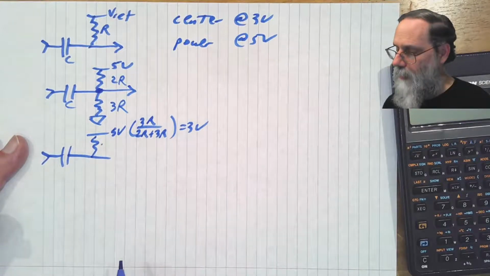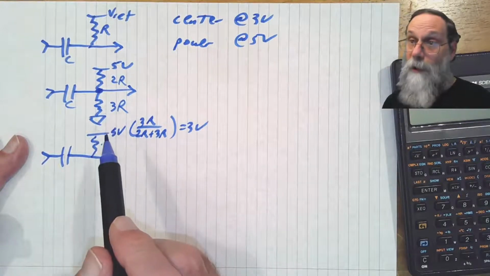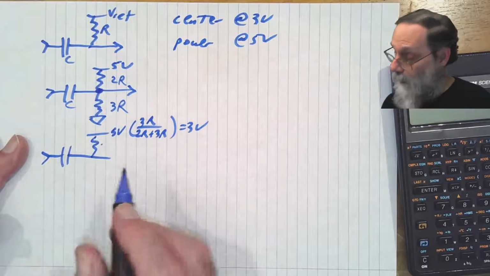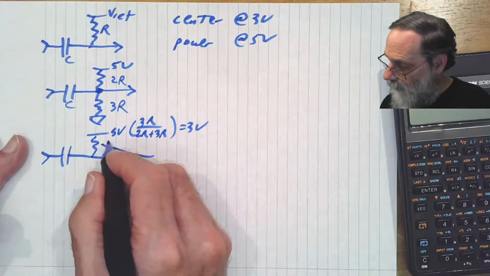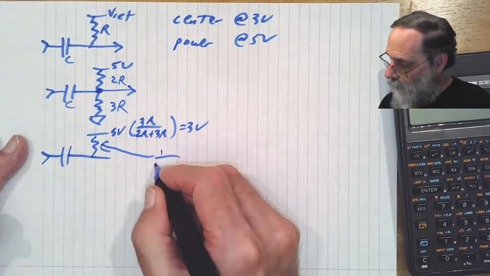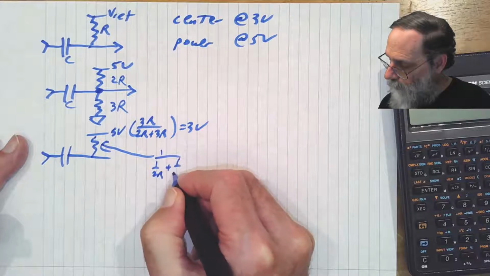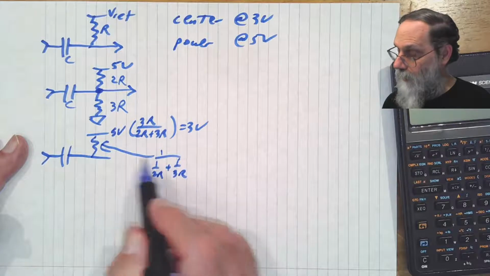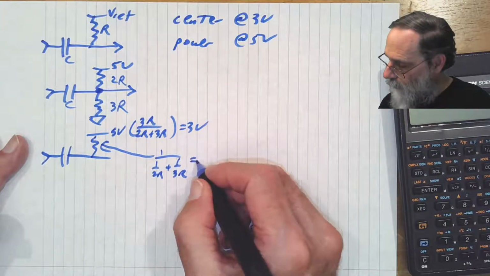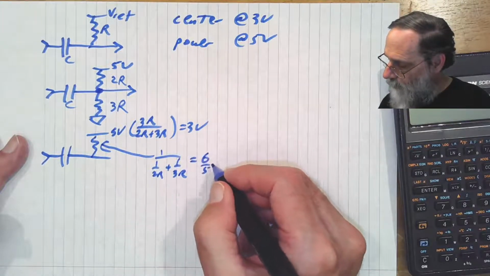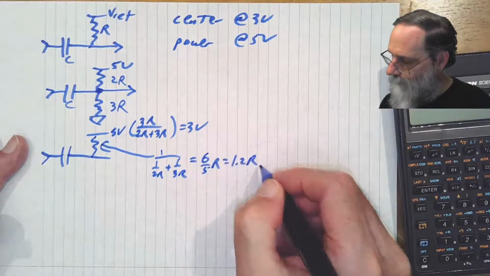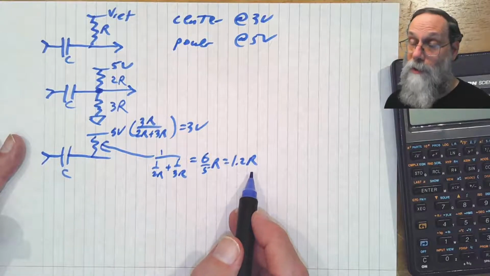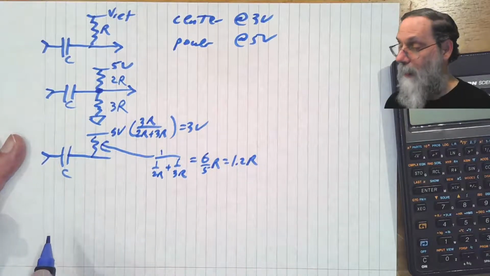What's this resistance going to be? If you go back to our Thevenin equivalent of a voltage divider, that's going to be these 2 resistors in parallel. So that's going to be 1 over 2R plus 1 over 3R. So that's 3/6 and 2/6, 5/6. Invert that, and we're going to get 6/5 R or 1.2 R. Okay, so we've got a capacitor and a 1.2 R resistor as their equivalent circuit.